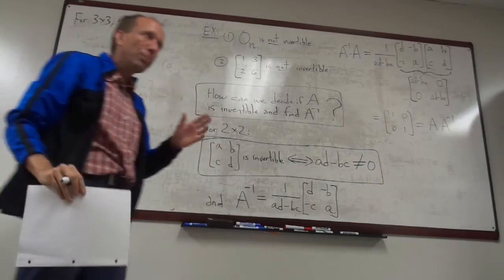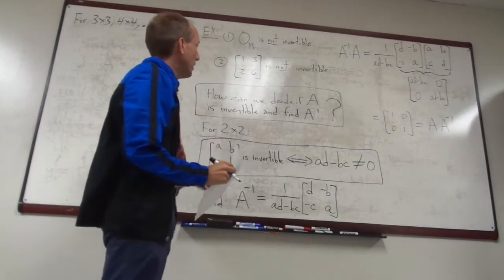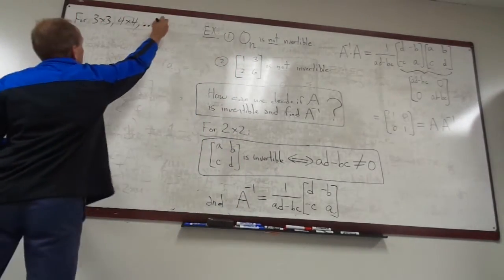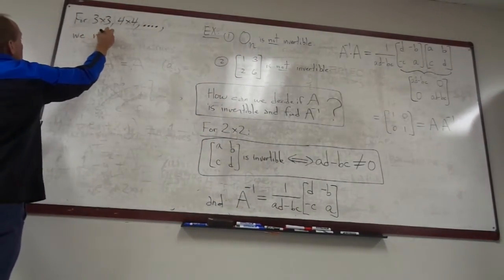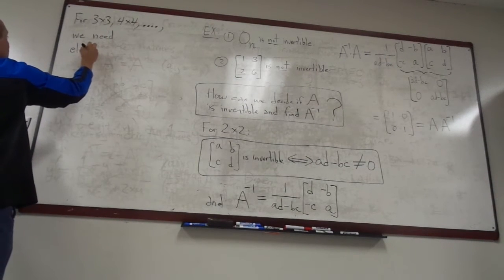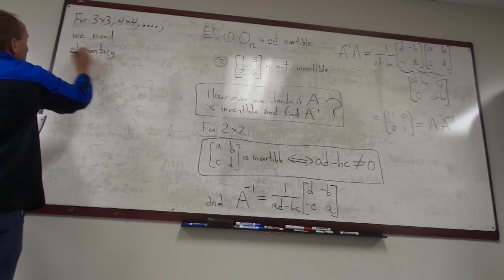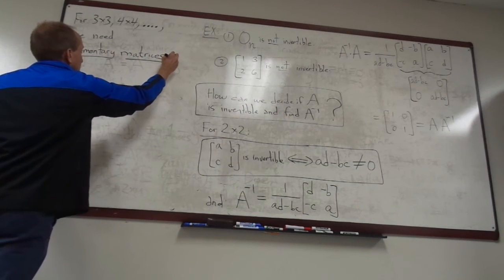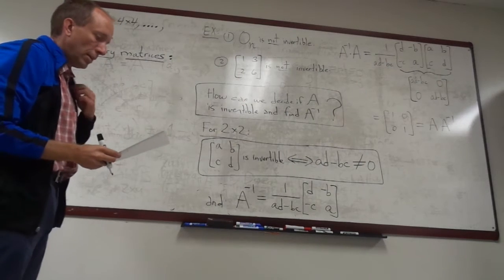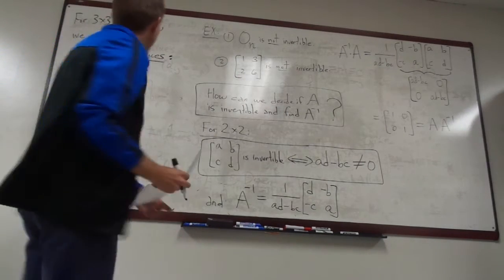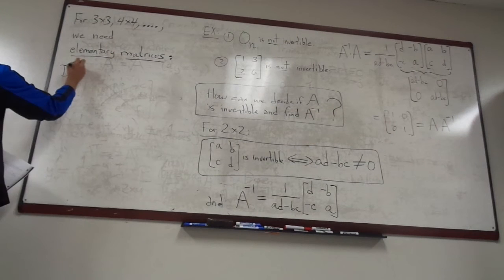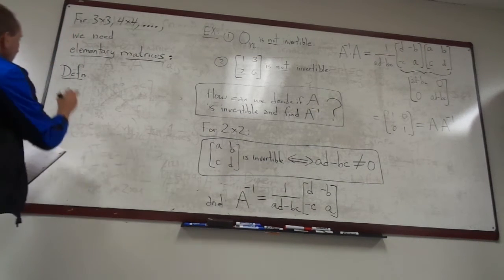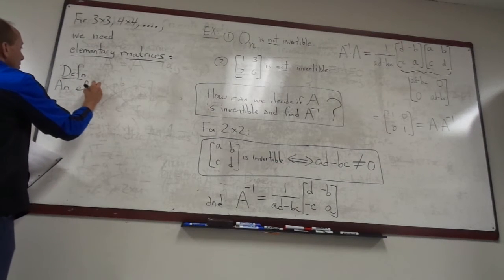To determine whether larger matrices are invertible and to find the inverses of them, we have to do a little bit more work. So we need what are called elementary matrices. Elementary matrices. So let me explain what that means. I'll give you a definition here of an elementary matrix. Basically, it's the following.